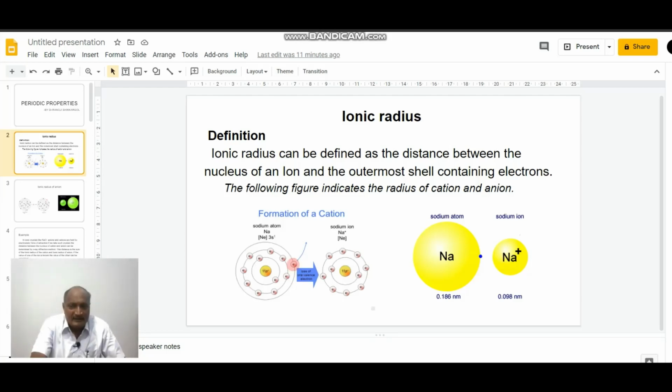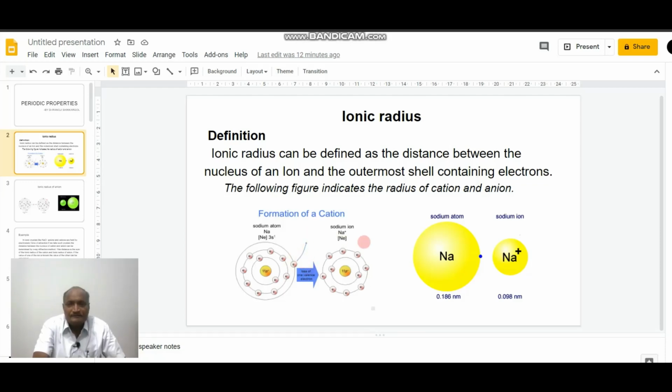And when we supply an amount of energy in the form of heat energy or in the form of light energy, the electron revolving in the outermost orbital gets removed from the gaseous isolated atom, forming a cation. The figure indicates the formation of a sodium cation after the removal of a valence electron by applying a certain amount of energy in the form of heat energy or light energy.